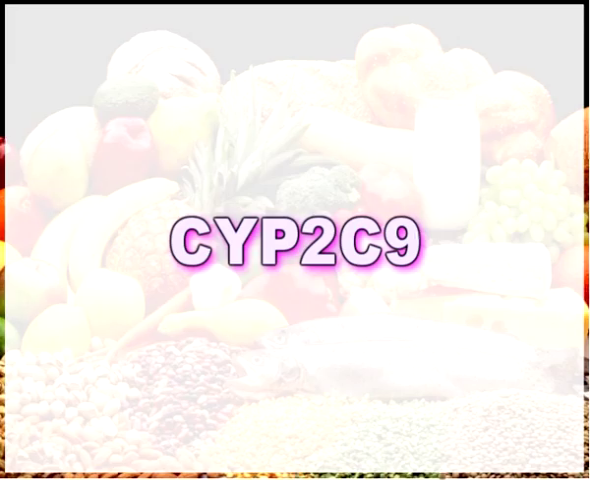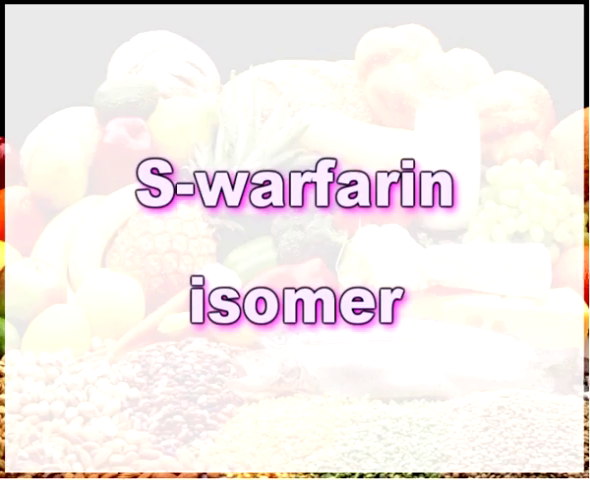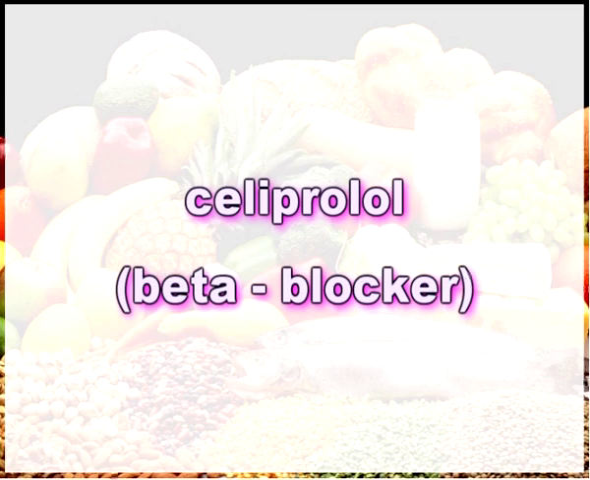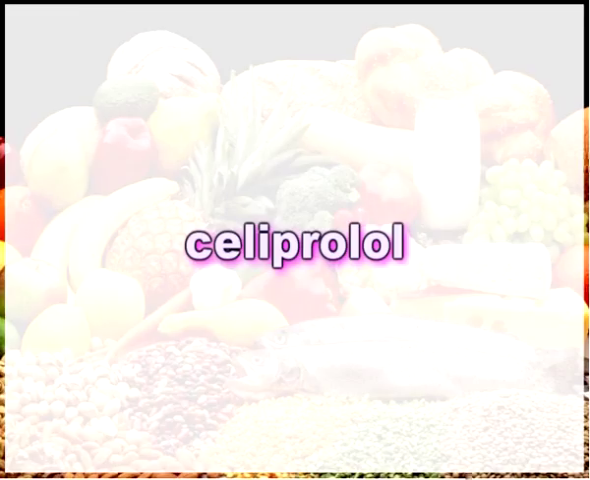Specifically, cranberry juice may inhibit the activity of CYP2C9, the primary isoenzyme involved in the metabolism of the S-warfarin isomer. Now, we will discuss orange juice. The intestinal absorption of celiprolol, which is a beta blocker, is inhibited when it is taken with orange juice. Hesperidin present in the orange juice is responsible for the decreased absorption of celiprolol.